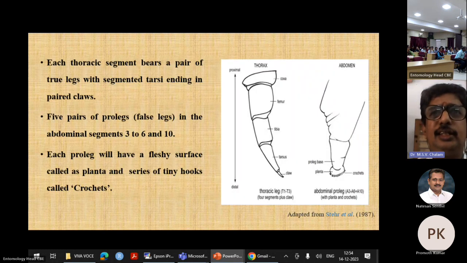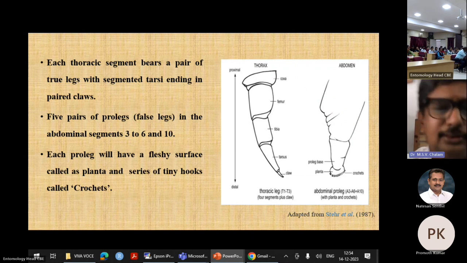If you see the leg segments, the caterpillar has true legs as well as prolegs. The prolegs have a soft fleshy tissue called planta. On the soft fleshy tissue, we observe several tiny hooks. These hooks are called crotchets. Next one, please.